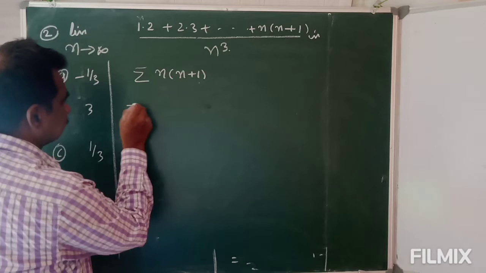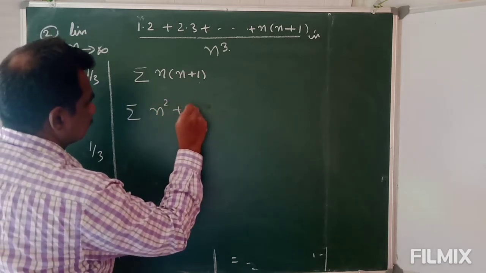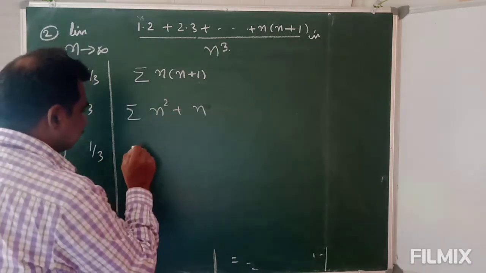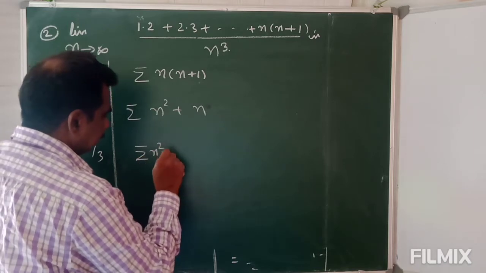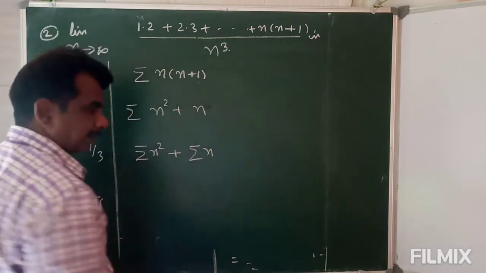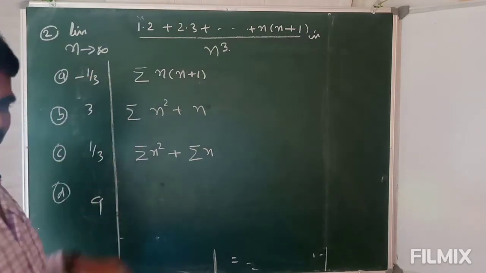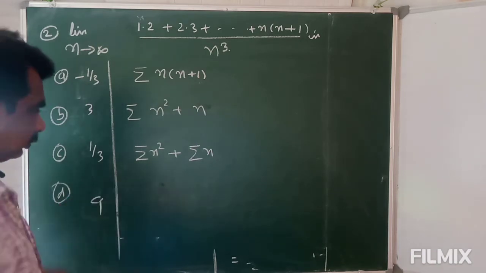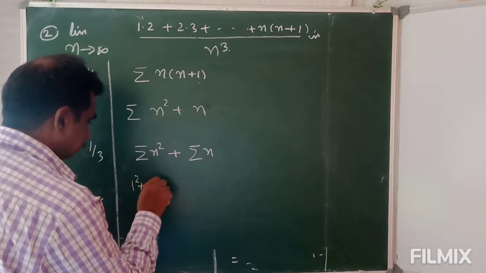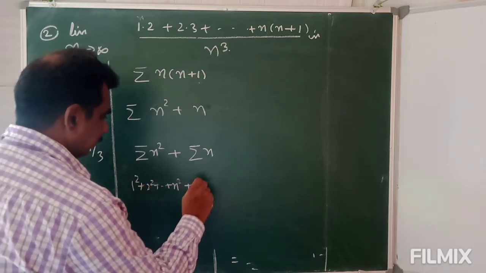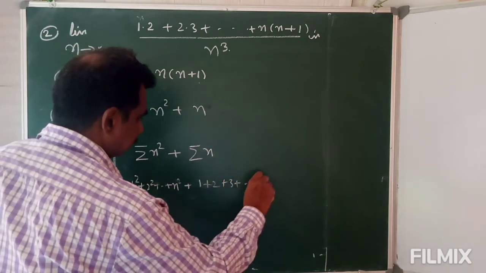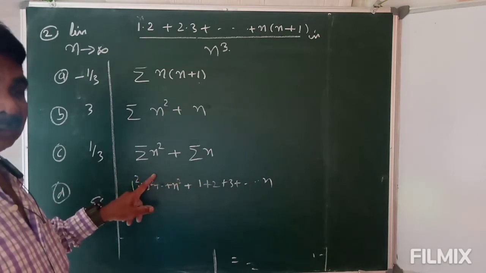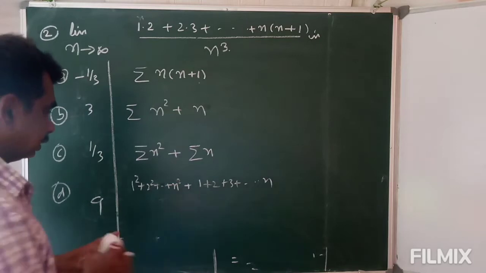This is equal to what? Summation of n square plus n. How to apply the summation? What happens? This is summation of n square plus summation of n. Okay? Where n is equal to 1 to infinity. What is this? Sum of natural numbers. Okay. Square of the natural numbers. That is 1 square plus 2 square up to so on plus n square plus 1 plus 2 plus 3 plus up to so on n. Okay. What is this? This is sum of the squares of the natural numbers. This is sum of the natural numbers. This form is there.